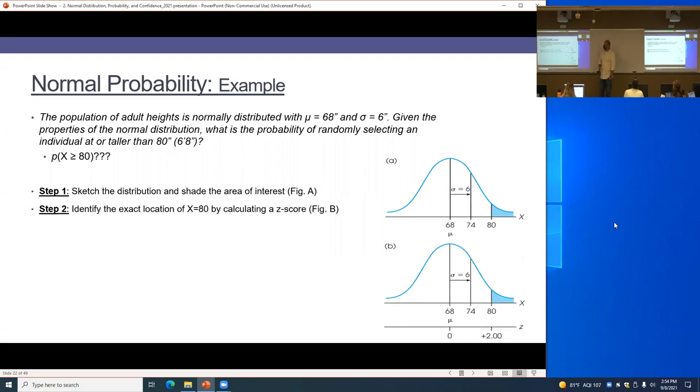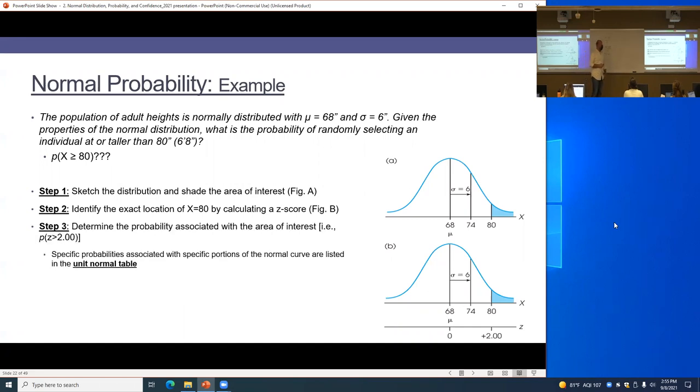Okay. Then what I'm going to do is identify the exact location of that X by calculating my Z-score. I calculate the Z-score, which is equal to 2. Now, if we can do the math in our head, that's slick. But if not, Z is X minus mu over sigma, right? And we would say 80 minus 68, over 6. So what I do is I say, okay, this point that I'm interested in corresponds to a z-score of 2. Then what I can do is determine the probability associated with that using my unit normal table.